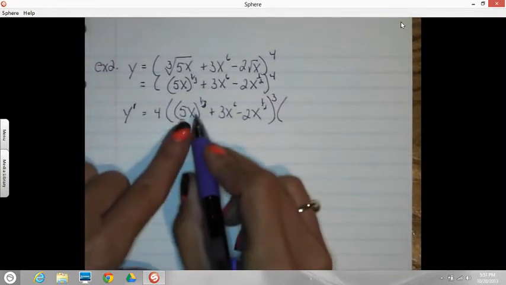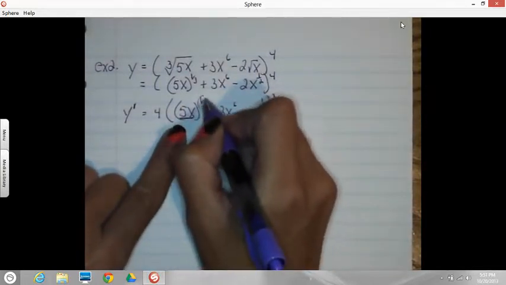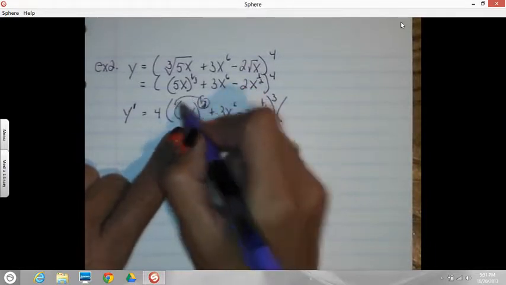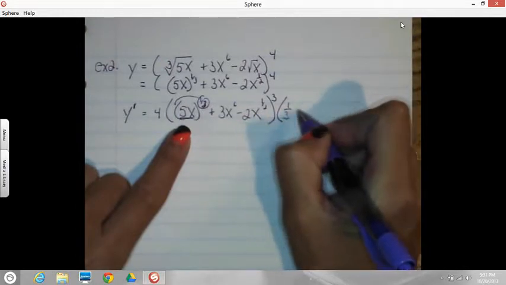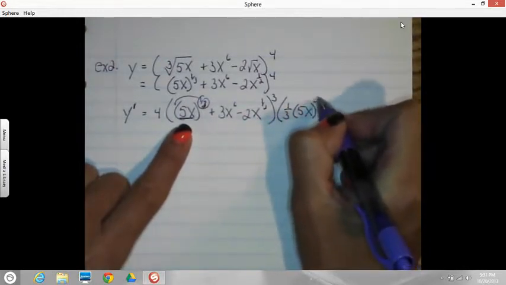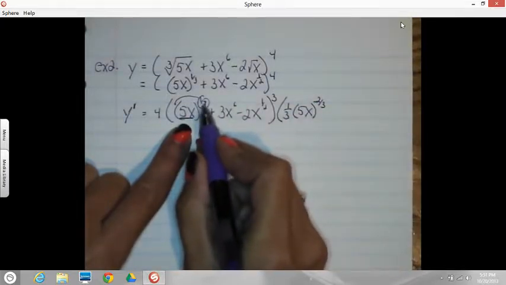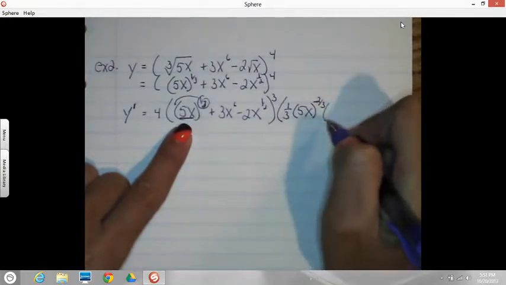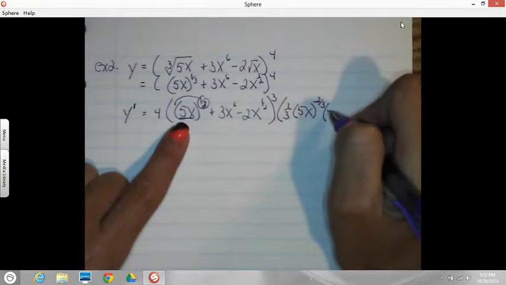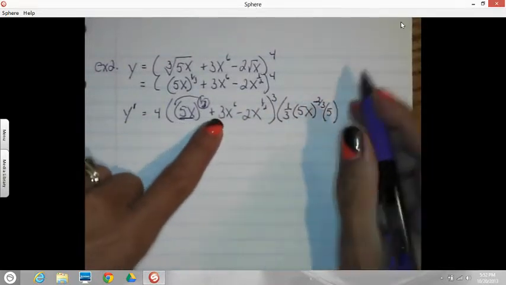This first term has its own inside and outside, so I've got to do a little chain rule right here. So the 1/3 comes down. The 5x is to the 1 less power, 1/3 minus 3/3, times the inside derivative. Inside is a 5x, derivative there is a 5. So I've got my outside and inside, now I get to move on.